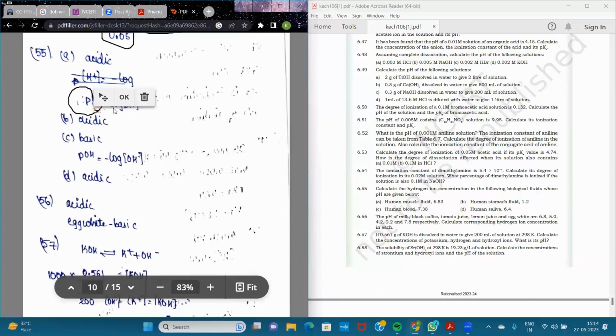Second one, pH is less than 7, it's also acidic. Third one, pH is greater than 7, it is basic. Fourth one, pH is less than 7, so it is acidic.